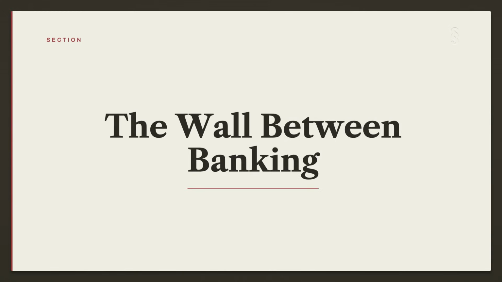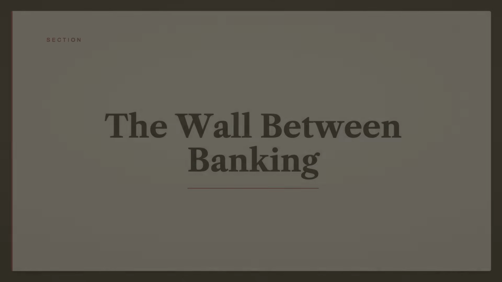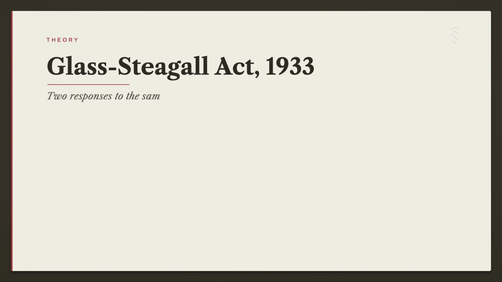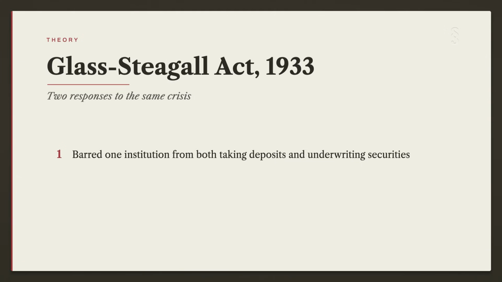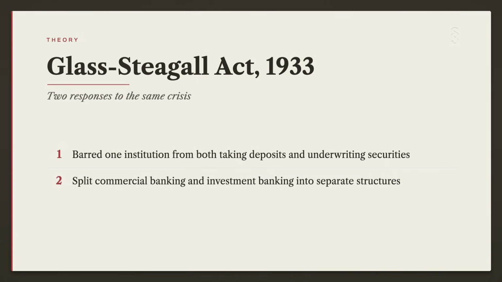In the 1920s, banks took ordinary deposits and used that same money to underwrite and trade securities. When the market crashed in 1929, regulators concluded that mixing the two had turned a market collapse into a banking collapse. Glass-Steagall barred any single institution from both taking deposits and underwriting securities, forcing commercial and investment banking apart. The same era created the FDIC, insuring deposits so an ordinary bank run wouldn't threaten the whole payment system.